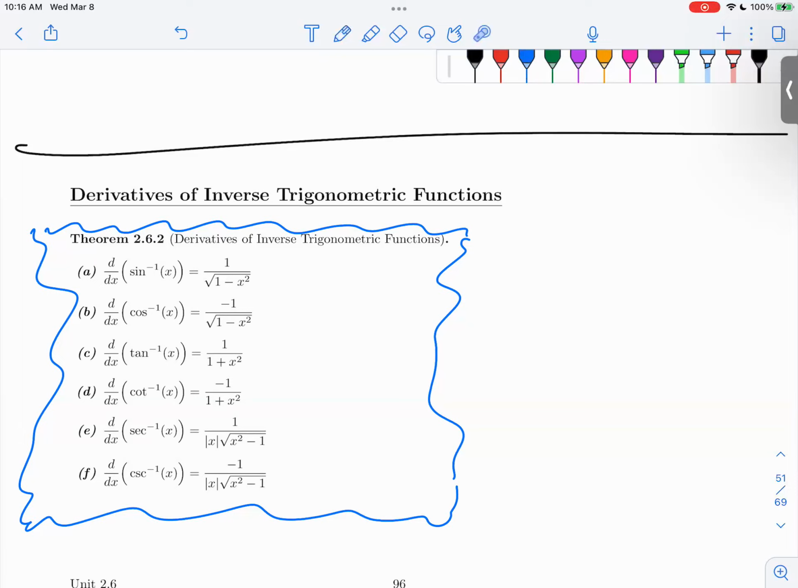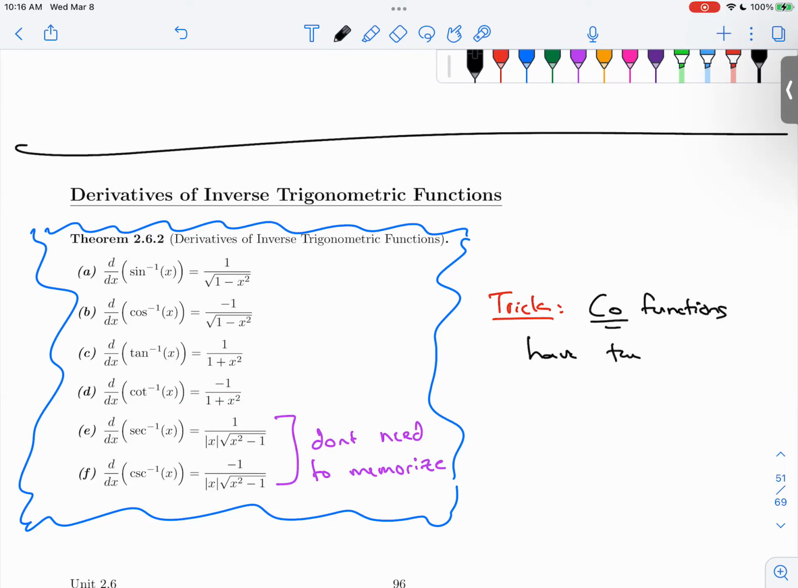If you're going to need to use these ones, I will give them to you. You don't need to have these ones memorized. If there is a problem on a quiz or an exam that involves it, I will tell you that derivative. The other 4 are fair game. But the trick to remember is just like before: the co-functions have the negative.